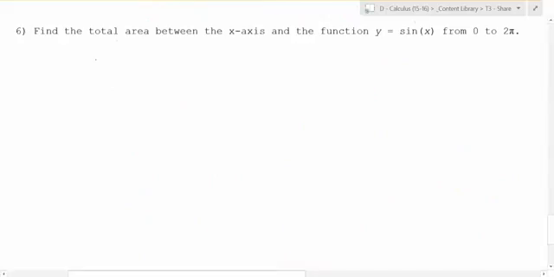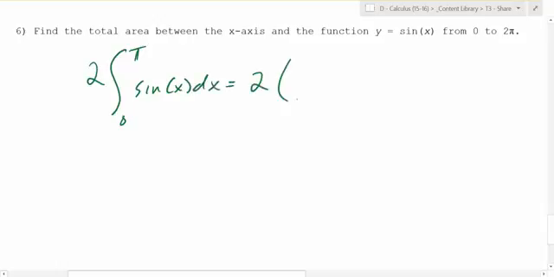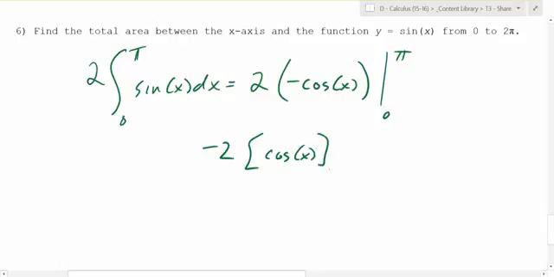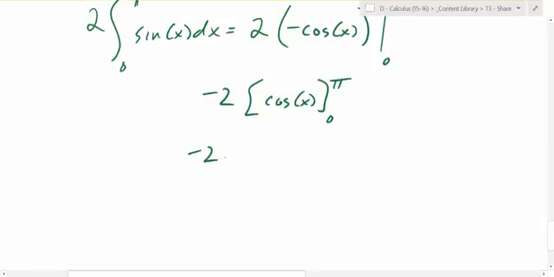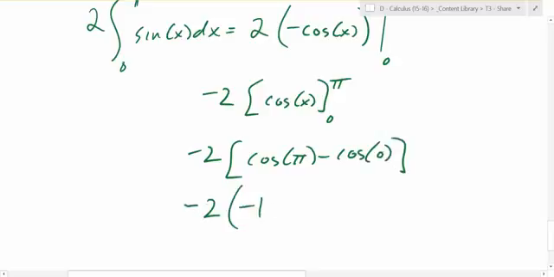You could write 2 times the integral from 0 to pi of sine x dx. And that's going to be 2 times, what's the integral of sine? Negative cosine x, and you're doing that from 0 to pi. So that's going to be negative 2 times cosine of x from 0 to pi. It is super easy to mess things up. So you're going to have cosine of pi minus cosine of 0. You'd write out each step and end up with cosine of pi is negative 1 minus, what's cosine of 0? 1. So you have negative 2 times negative 2, which is 4.